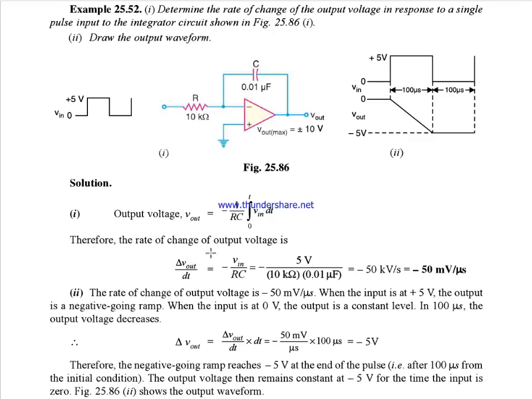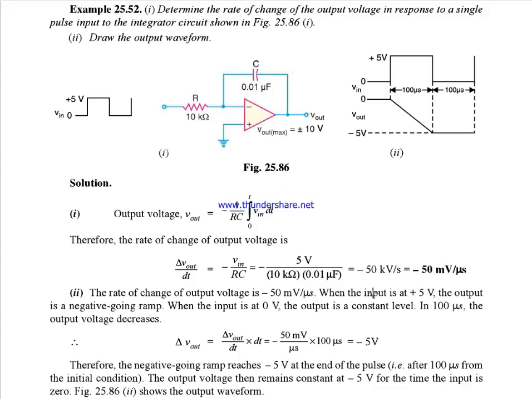Clear? So the question is to find out the rate of change of output voltage. So dVout by dt is minus Vin by RC. Value of R is given, C is given, Vin is 5 volt. Applying, we will get it as minus 50 kilovolt per second. Usually we write it in millivolt and microsecond. Actually no need of writing like this, but we can write. Okay. The next question is to draw the output waveform.